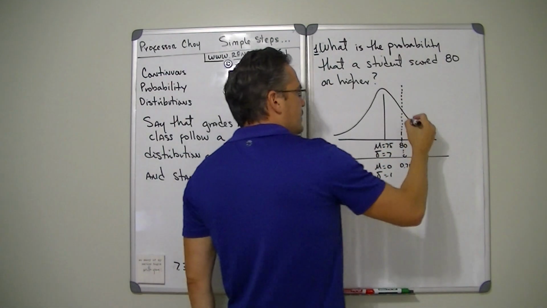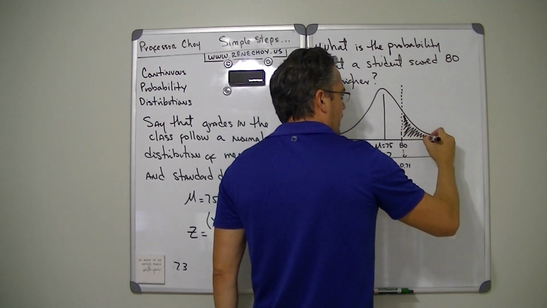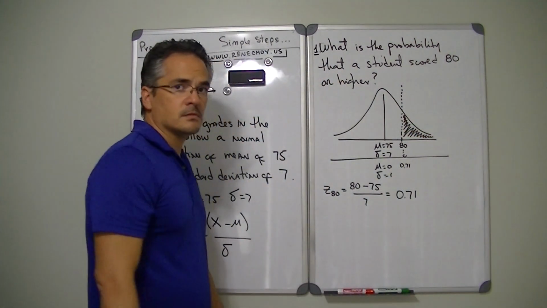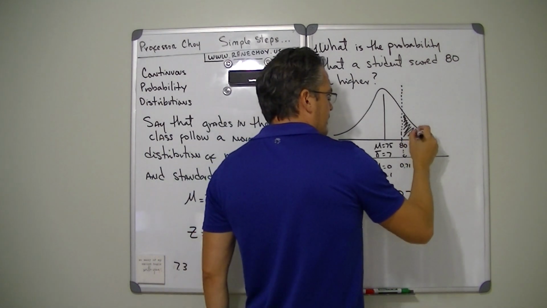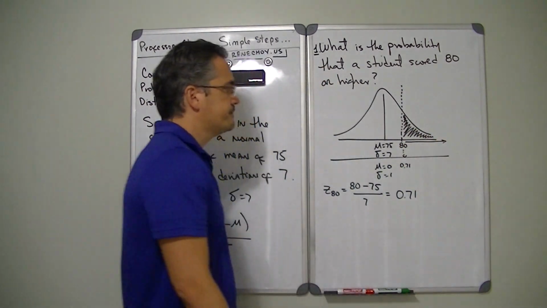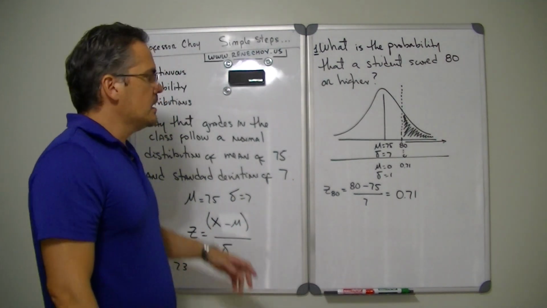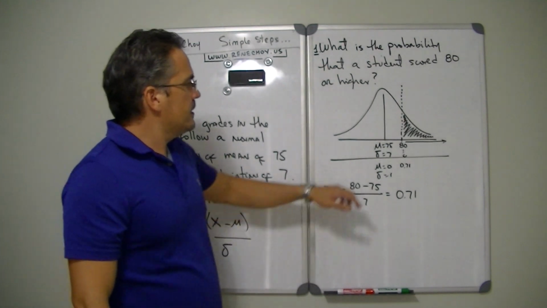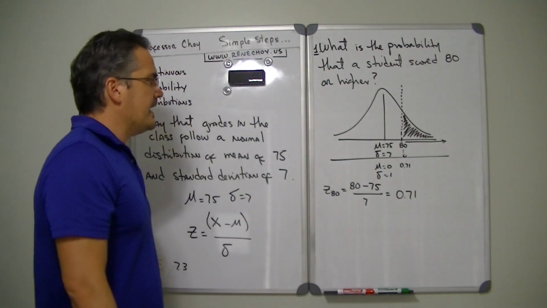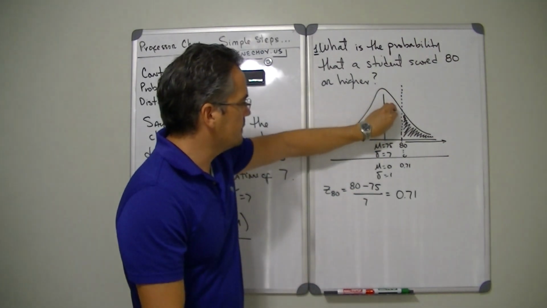Alright, so it's asking you, what is the probability that a student scores 80 or higher? So what is the probability that somebody is on this part of the curve? Alright, now here's where it gets a little tricky. In order to find this probability, I kind of need to know what the probability is under here.